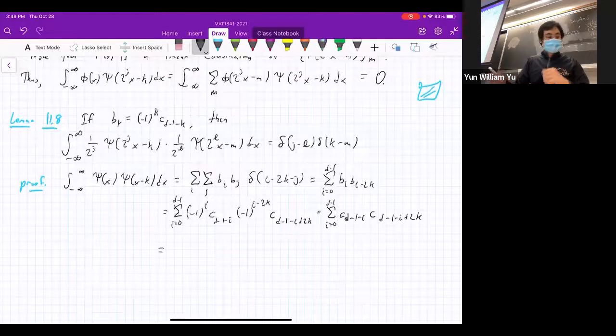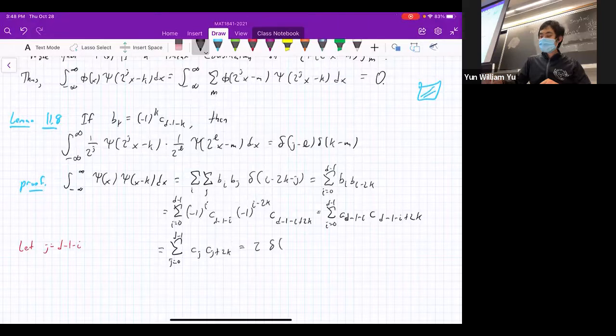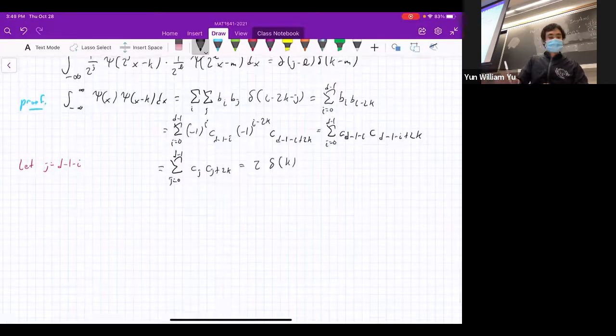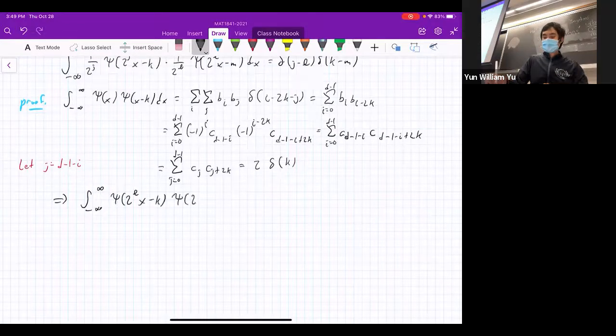Which is equal by just changing the variables. So let's let our j be equal to d minus 1 minus i. And this is now equal to the sum from j equals 0 to d minus 1 of c_j c_{j+2k}, which is just equal to 2 delta(k), because that's precisely the shift that we proved early on in Lemma 11.2. So together, this means that the integral from minus infinity to infinity of psi(2^L x - k) times psi(2^L x - m), if they're of the same scale, dx is equal to 2^{2L} delta(k - m).